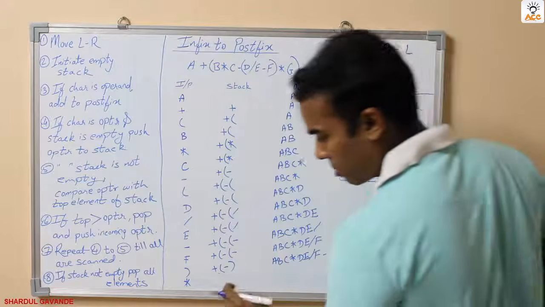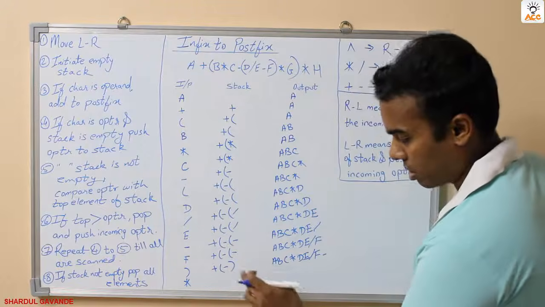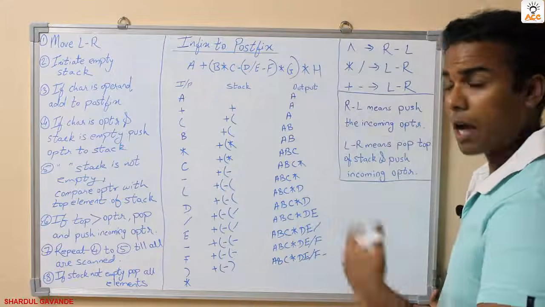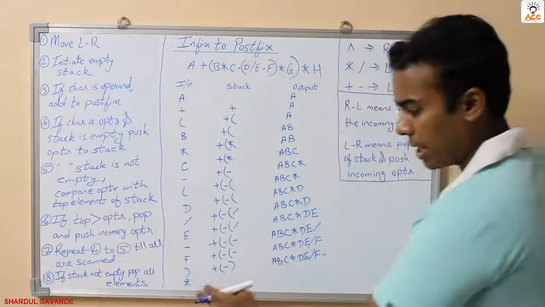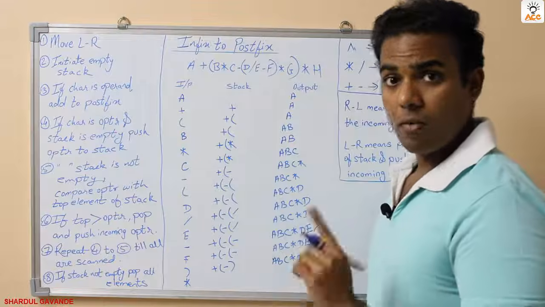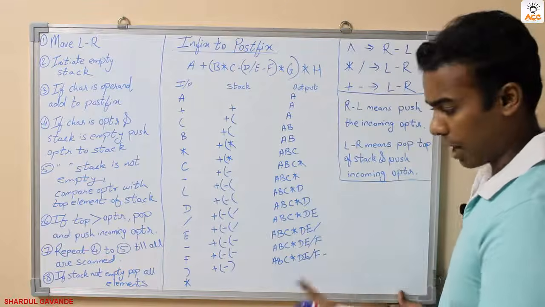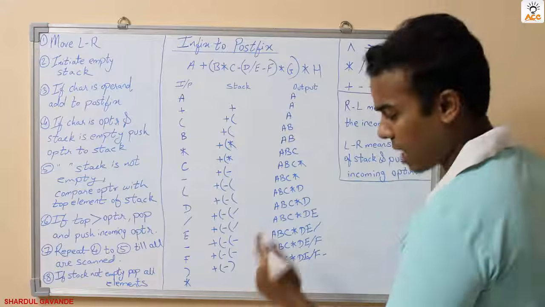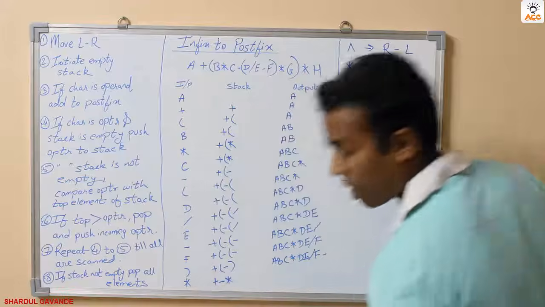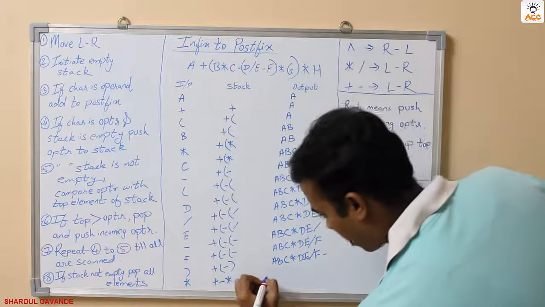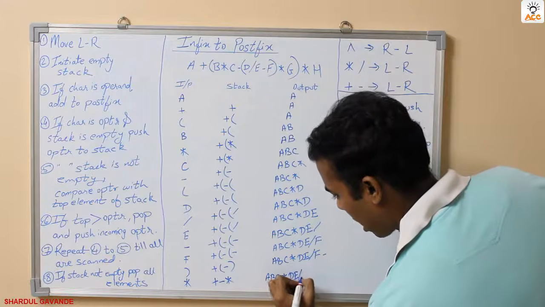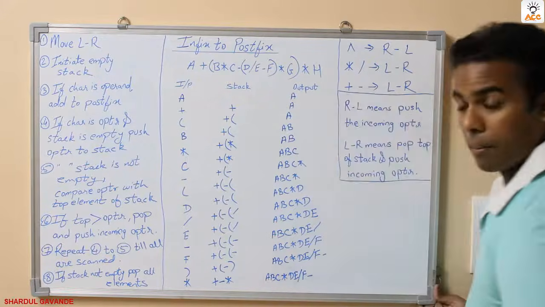Now if you compare star and the minus operator, star has higher priority than minus. So when the incoming operator has higher priority than the top element of the stack, we simply push the incoming operator onto the stack. So plus, minus, and then we have star over here. And in the output we'll have A, B, C, star, D, E, slash, F and minus.